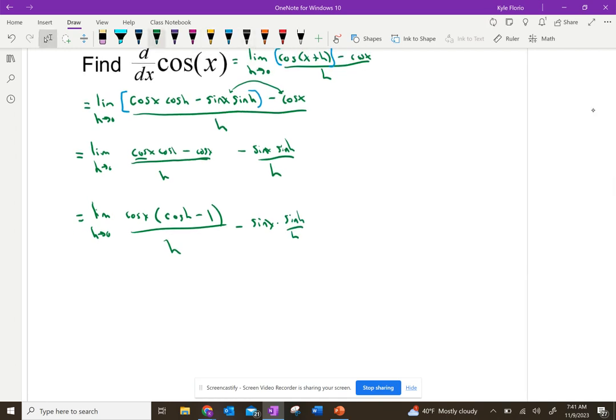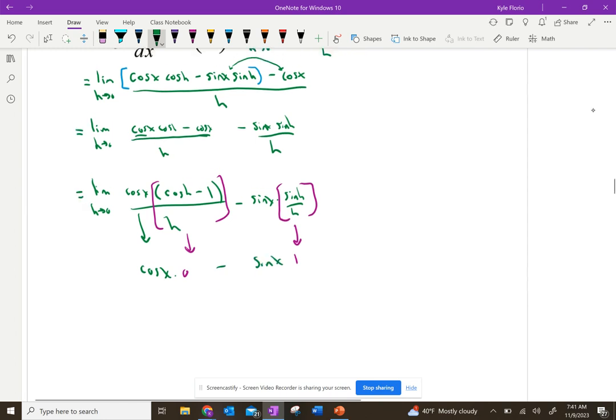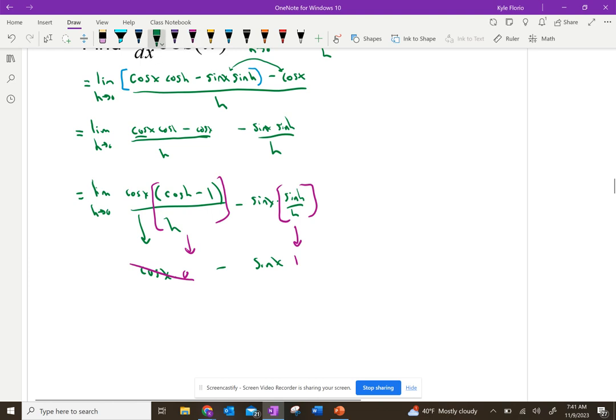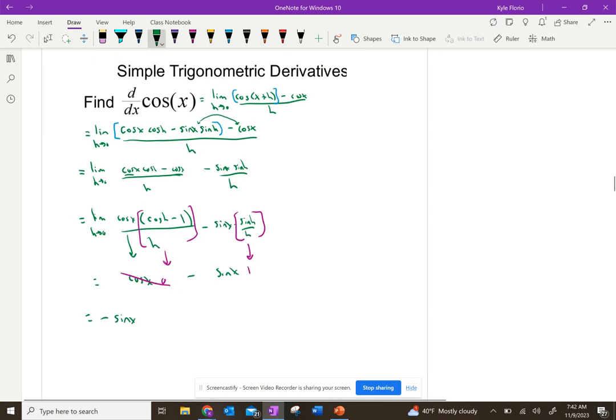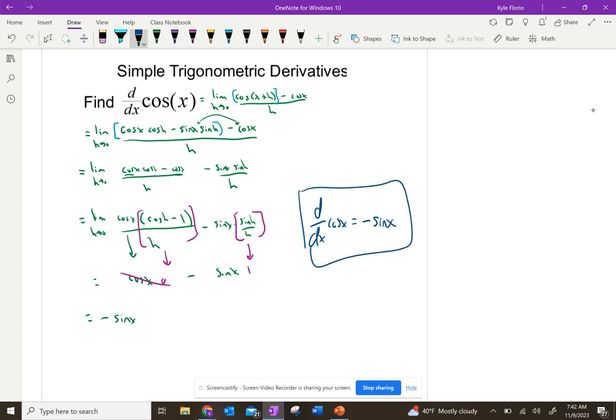And now if I take the limit as h approaches 0, this is going to approach 0, this is going to approach 1. And this is going to stay cosine x because there's no h in there, minus sine x. Now cosine x times 0 is just 0. So we're left with negative sine x. So it turns out that the derivative of cosine x is equal to negative sine x. And that is the other trig derivative to remember.